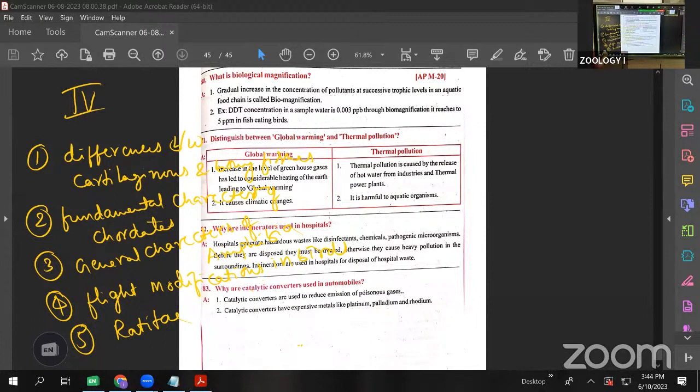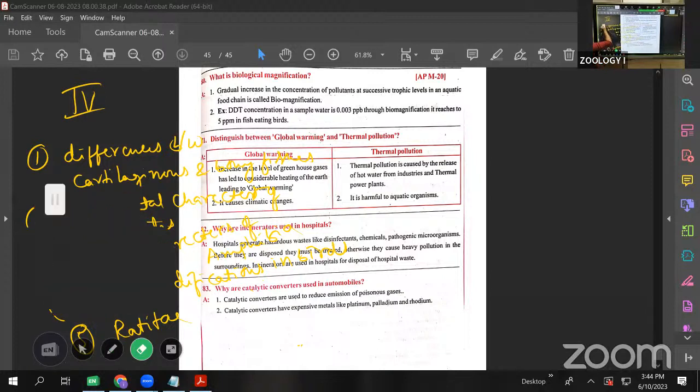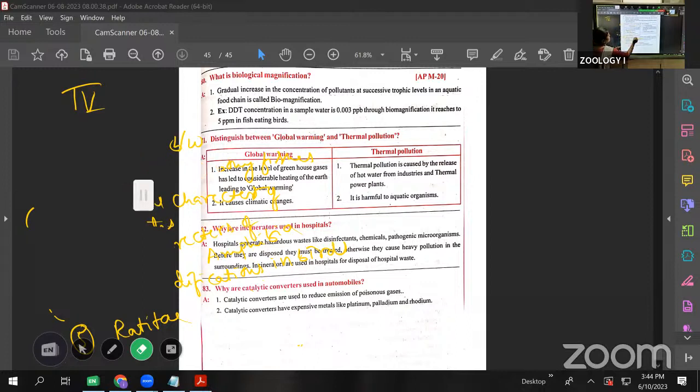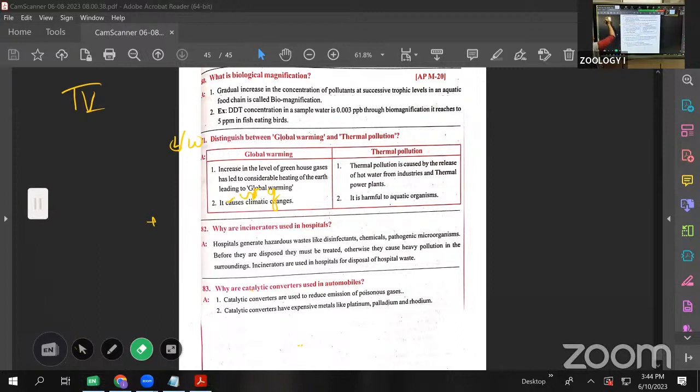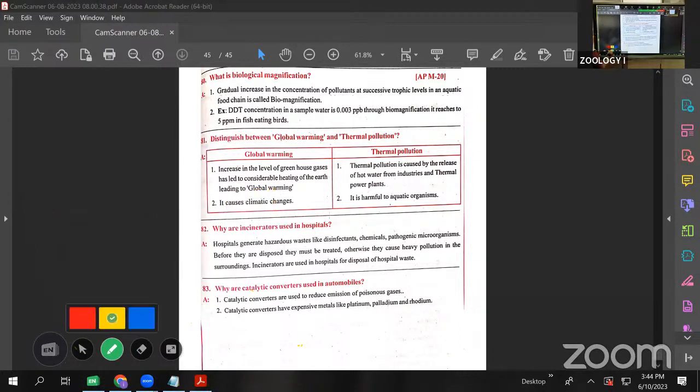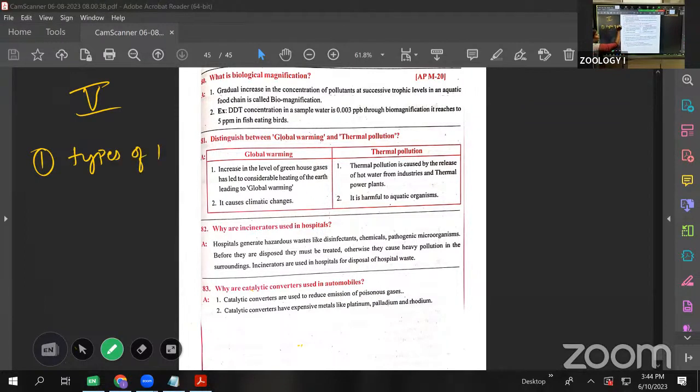Next, the fifth lesson, locomotion and reproduction in protozoans. In the fifth lesson only four are there, and from the four, one is compulsory. Types of pseudopodia.